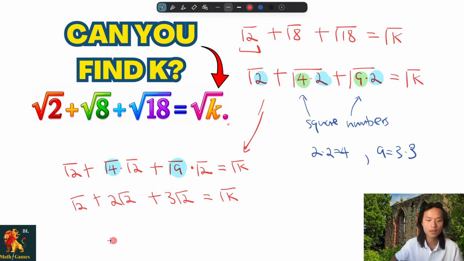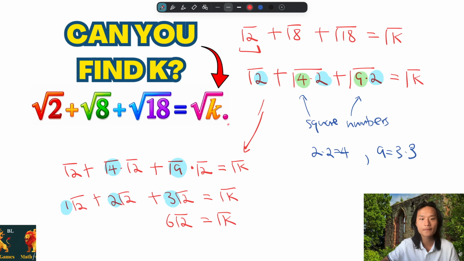So we have 1 square root of 2, 2 square roots of 2, and 3 square roots of 2. So if we add 1 and 2 and 3 together, that is the number 6. So 6 square roots of 2 equals the square root of k.